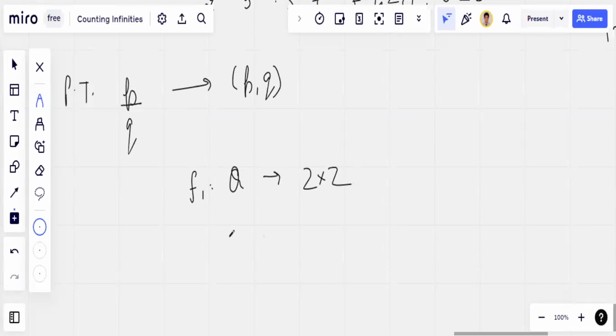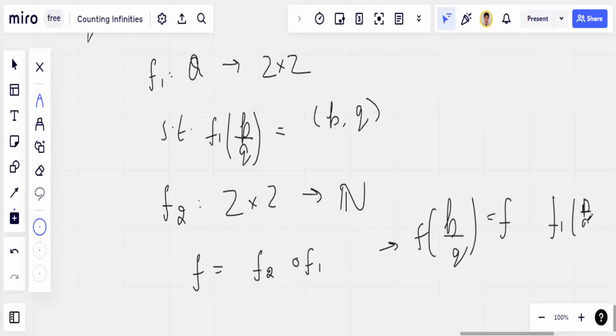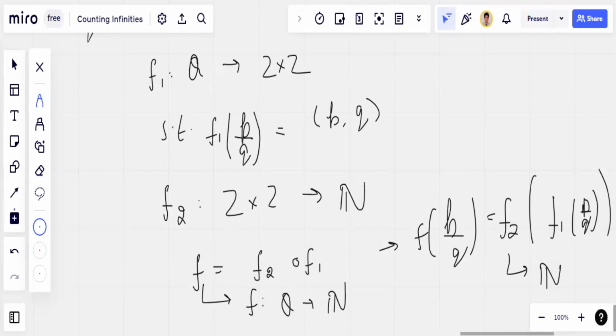So now you can consider this function F, which is F2 composed with F1. I hope people are familiar with this notation. If not, you can consider F of P by Q as: you first apply F1, then this goes to a Z cross Z element, and then you apply F2. Now this goes to a unique natural. And this function F is basically mapping Q to N. So is the map clear? This shows that rationals are indeed countable.